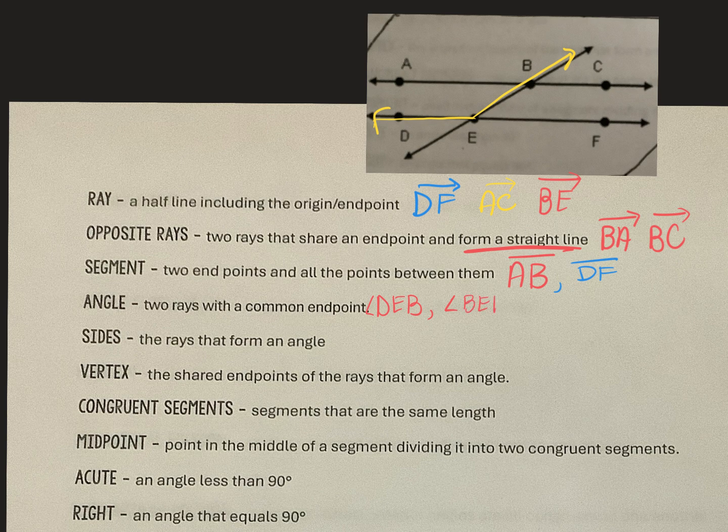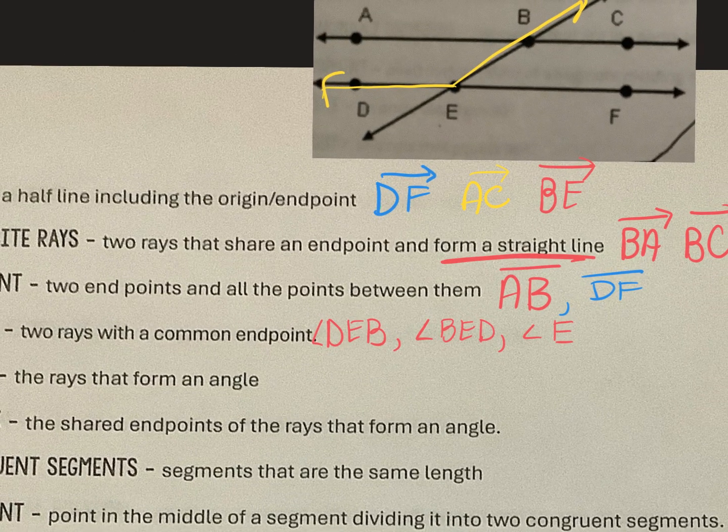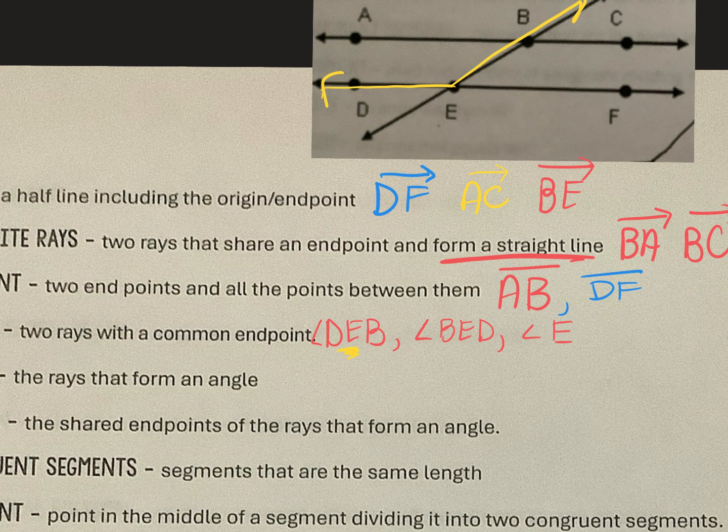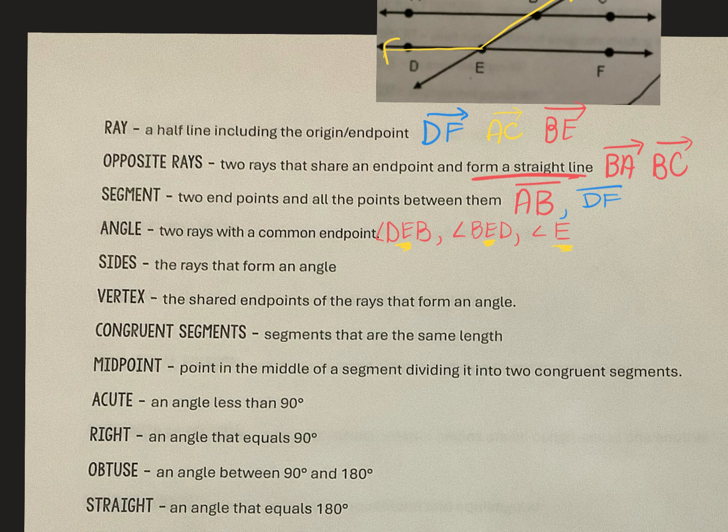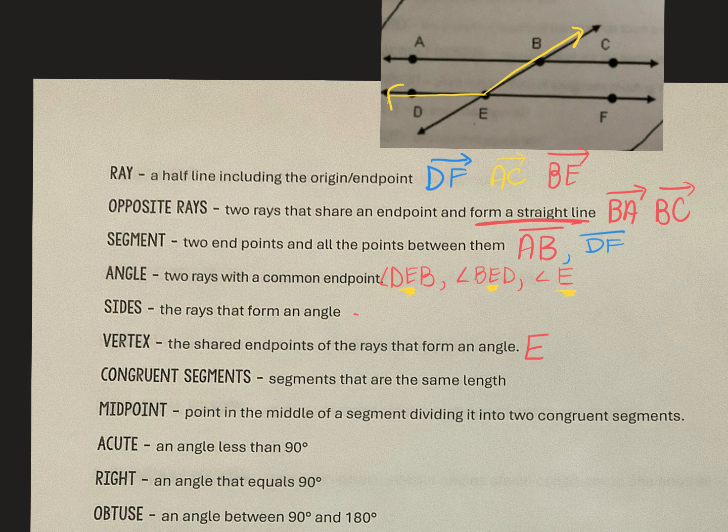So we can also name it BED or angle BED. Use the vertex. So the vertex always has to be the middle letter. So again, vertex is the middle. So in that angle I have, what's our vertex? E. Okay, so the sides are the rays that form the angle. So that's made of ray ED and EB.